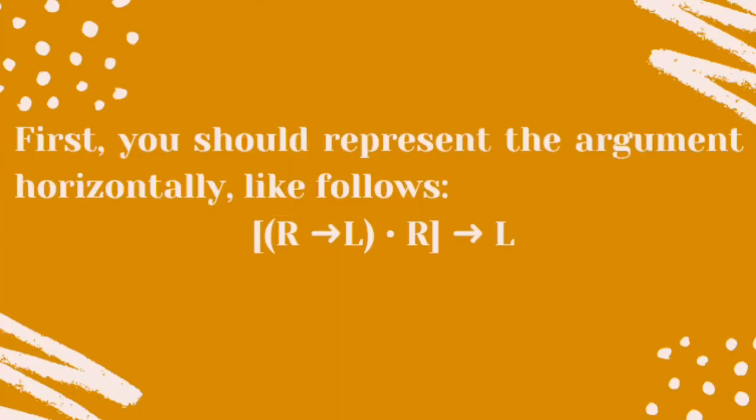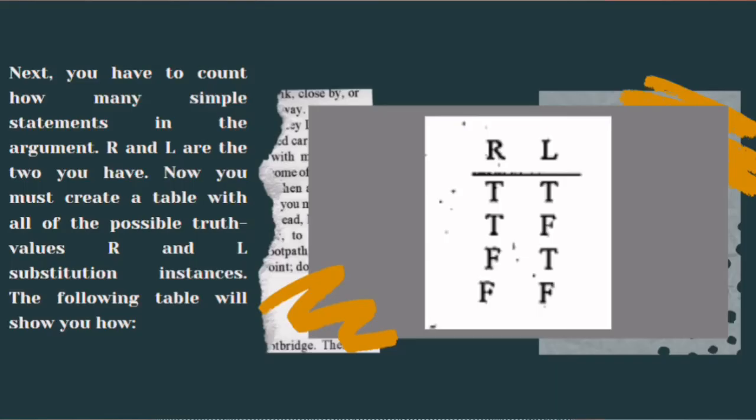To apply the Truth Table Method effectively, you must first go through a series of steps. First, you should represent the argument horizontally, as follows: if R, then L, and R, therefore L. Next, you have to count how many simple statements are in the argument. R and L are the two you have. Now you must create a table with all of the possible truth values, the R and L substitution instances. The following table will show you how.